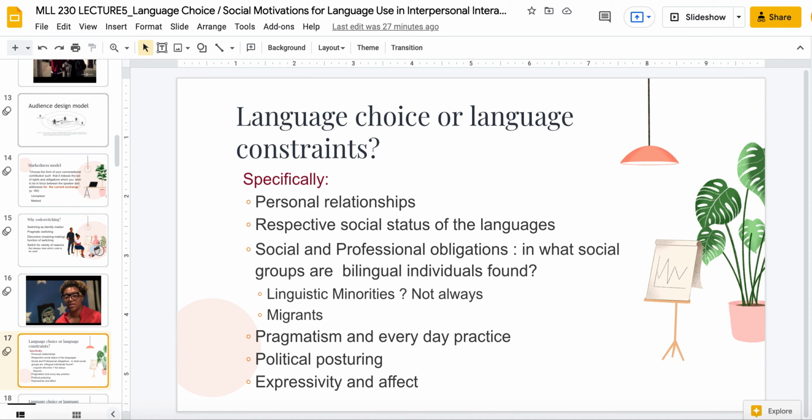Migrants might be that way. Refugees might be that way. They might have trauma in their native languages, and so they don't want to interact in that language. When I was teaching ESL, I had a student who was Montagnard. He came from the mountains in Vietnam.